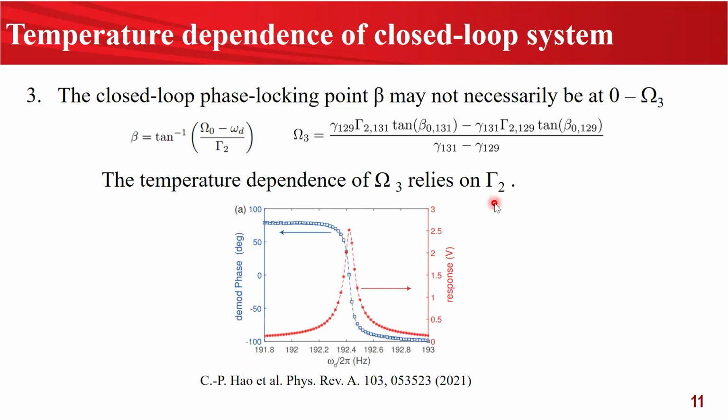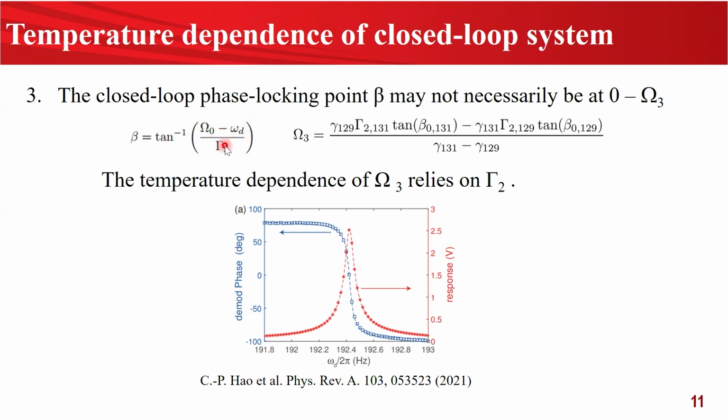The third one is that we usually set the closed loop phase locking point beta to be 0, but sometimes it may not necessarily be at 0. This will also introduce additional terms in the rotation measurements. The beta and omega-3 can be expressed like this. Omega-0 is the precession frequency of the xenon atoms when beta is 0, and omega-d is the driving field frequency.